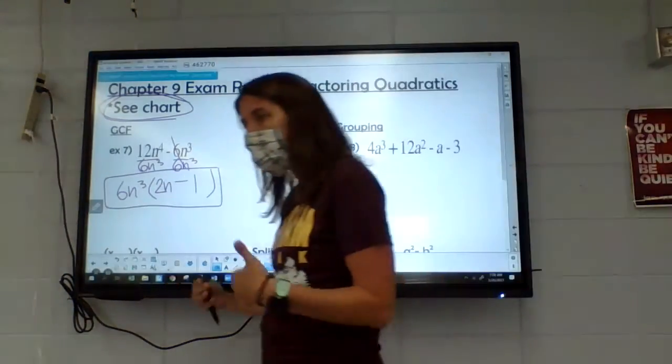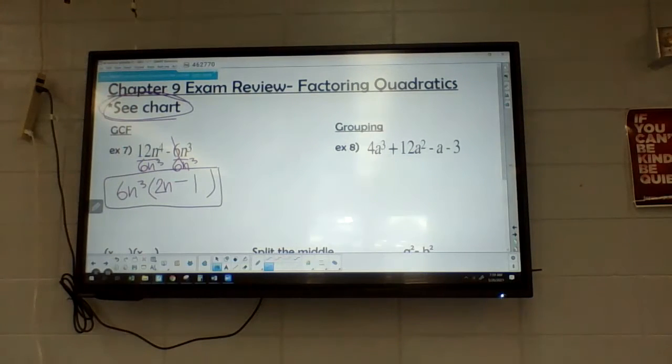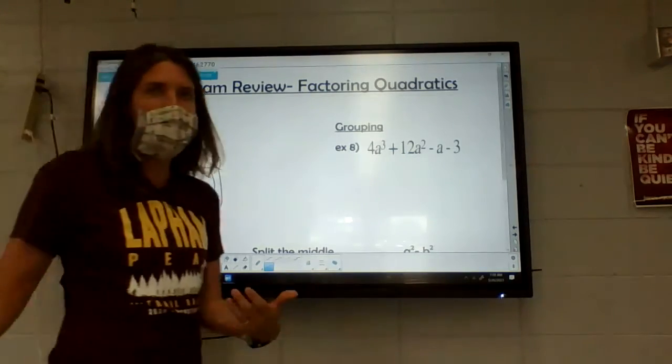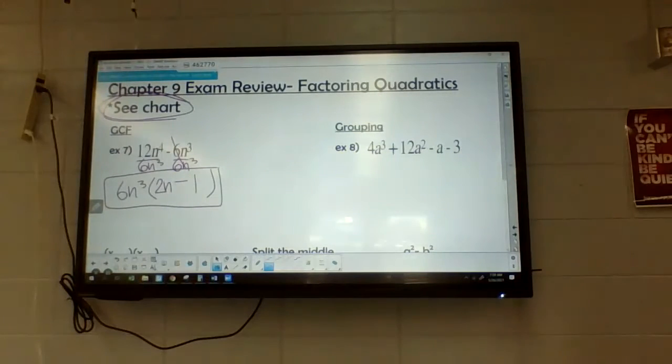Now, if you're curious as to why we're stopping, because they just said to do a GCF, remember this is 2 terms, and the only thing we can do with 2 terms other than a GCF is difference of squares, and 2n is not a perfect square.